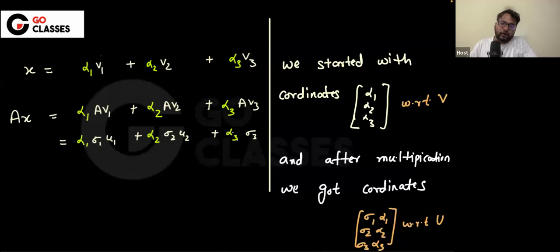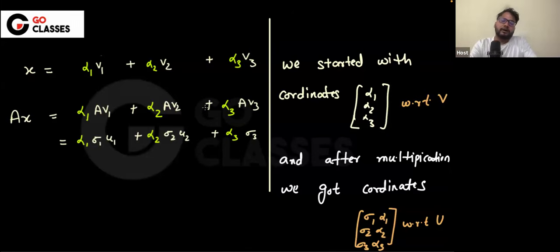It might so happen that one of these alphas, alpha 3, is 0, which is fine. So basically we started with alpha 1, alpha 2, alpha 3. These are the coordinates with respect to v1, v2, v3, and now we got the coordinates sigma 1 alpha 1, sigma 2 alpha 2, sigma 3 alpha 3 with respect to u. That's the only change.